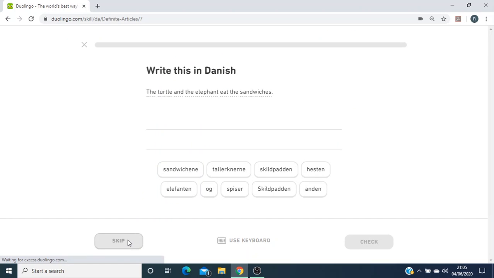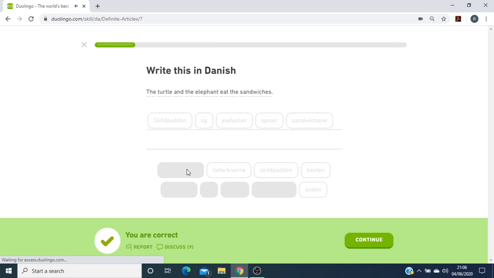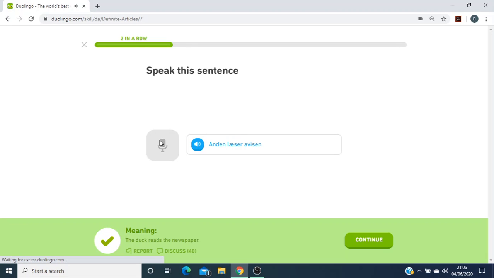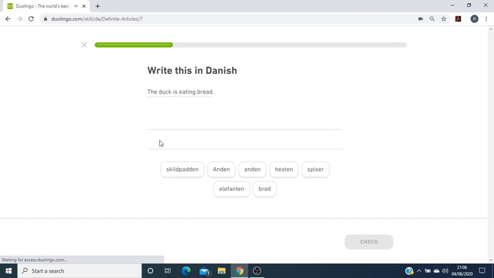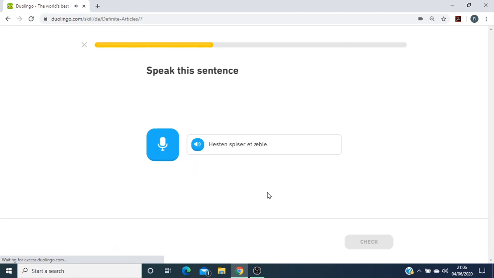The turtle and the elephant eat the sandwiches. Skildpadden og elefanten spiser sandwichene. Anden læser avisen. The duck reads the newspaper. That's an intelligent duck. The duck is eating bread. Anden spiser brød.